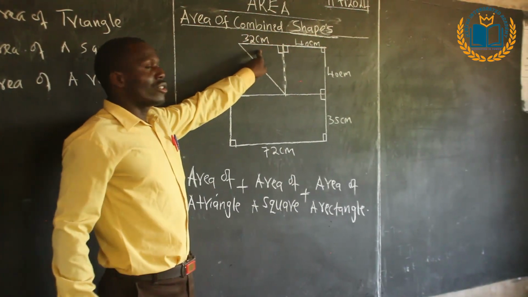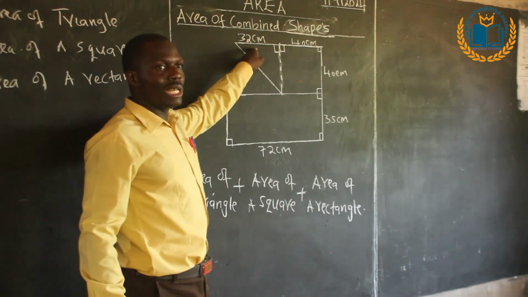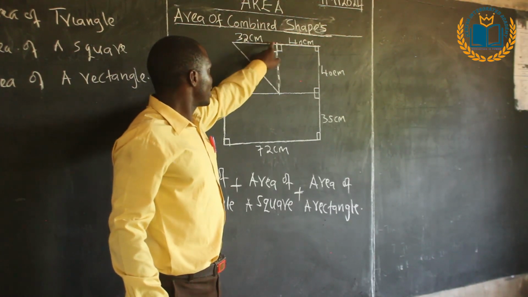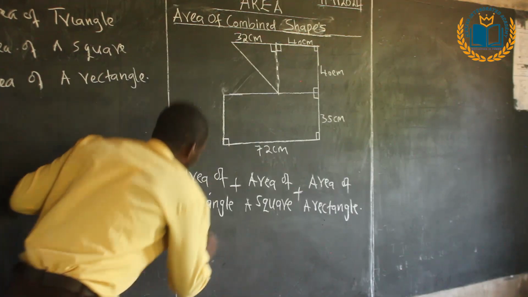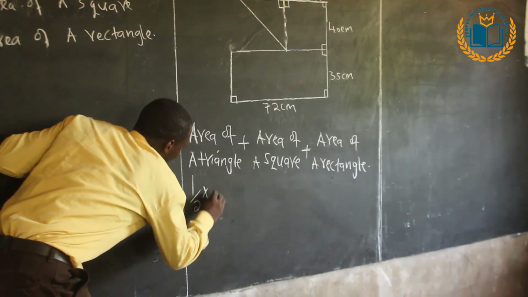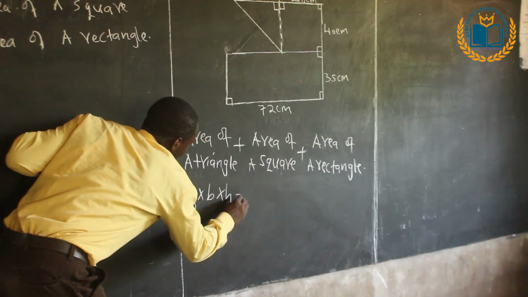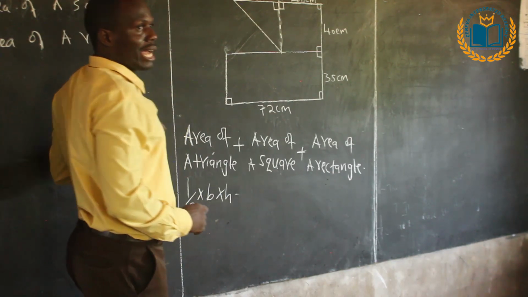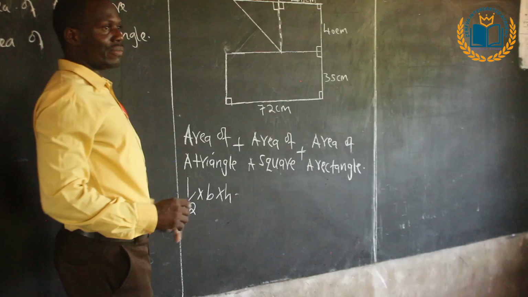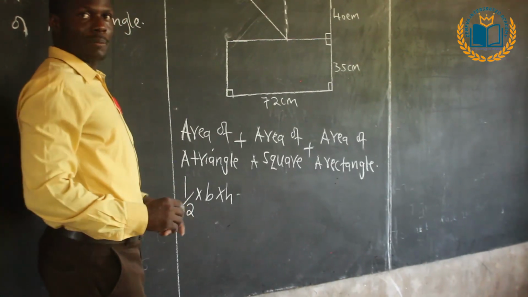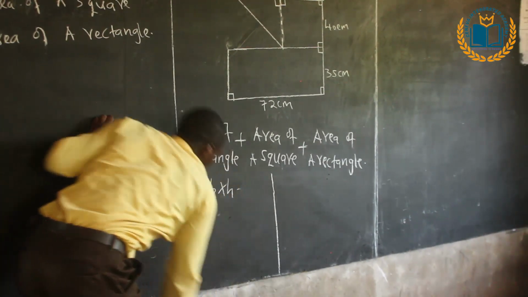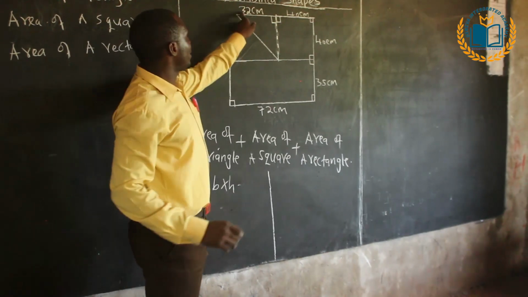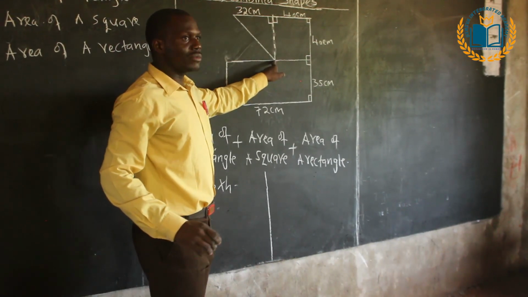Now we start with the triangle, which is here. How do you get the area of a triangle? A half base times height. So we have a half multiplied by base multiplied by height, isn't it? Let us find the area of the triangle first. Whereby we have the base here, then what is the height? What's the height?